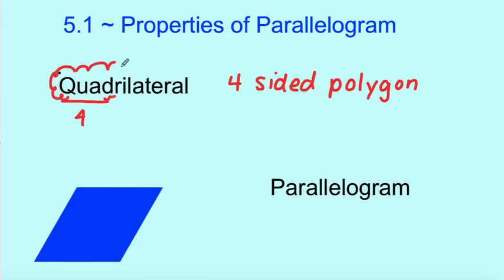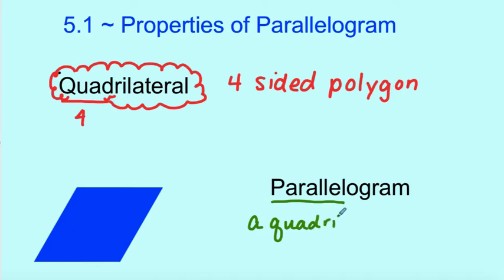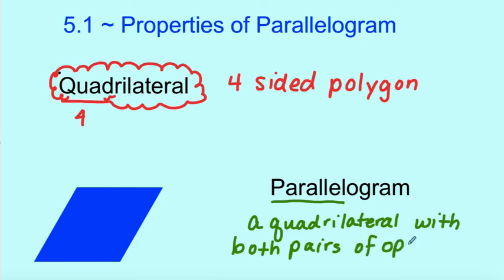But in this section, we're going to be talking about more specific quadrilaterals. One of my favorites is called the parallelogram. Parallelogram. And again, there's that word we've seen a lot this year, parallel. A parallelogram is a quadrilateral, so it's telling me it has four sides, a quadrilateral with both pairs of opposite sides parallel.